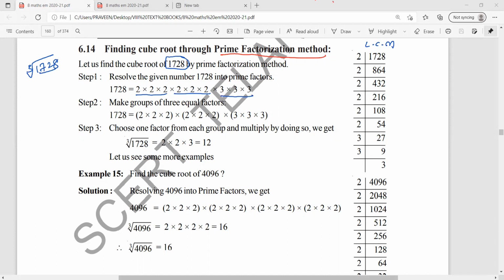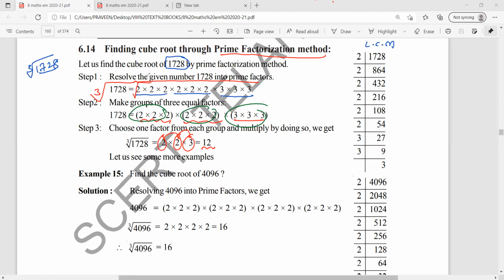After this, we find the cube root. We can write the cube root of this like this. You have to take groups of three. Three twos are there, so one two will come out. Three twos are there, so one two will come out. Three threes are there, so one three will come out. Then multiply: 2 times 2 is 4, 4 times 3 is 12. The answer is 12, so the cube root of 1728 is 12. It's very simple. Cube root means you have to take groups of three, and one number comes out of each group. This is how we find the cube root of a given number.